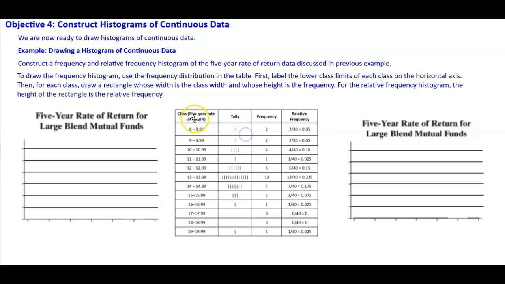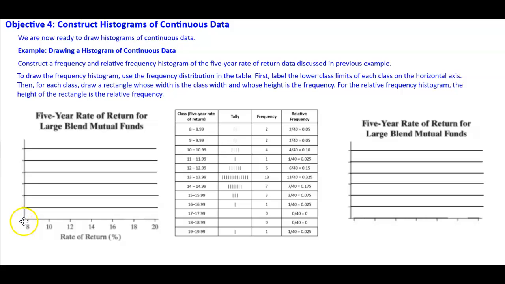Now, we had our classes, we have our tallies, which we don't need in this scenario now. We have our frequency and we have our relative frequency, and this is what we want. Now, to draw the frequency histogram, we're going to use the frequency distribution in the table. So first, we're going to label the lower class limits of each class on the horizontal axis. So down here, we're going to start with the lower class number 8.